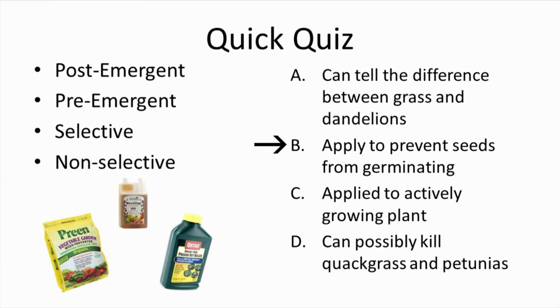Which of the products can you apply to prevent seeds from germinating? That would be pre-emergent. Which of the products are applied to actively growing plants? That would be a post-emergent herbicide. And which of the products can possibly kill quackgrass and your petunias? That would be a non-selective herbicide.